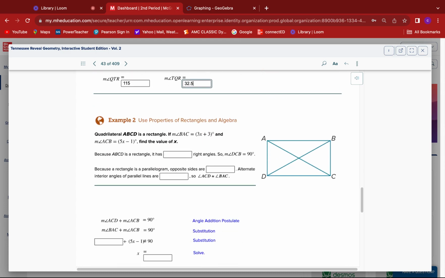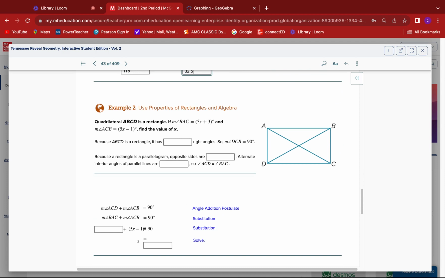All right, so I'm done with that check. Let's move on to example number 2. We've got a quadrilateral ABCD, which is a rectangle. Angle BAC, for you visual people, that's this angle. This little skinny one is 3x plus 3. And ACB, this angle where C is, because that's the vertex, the letter in the middle, is 5x minus 1. Find the value of x.